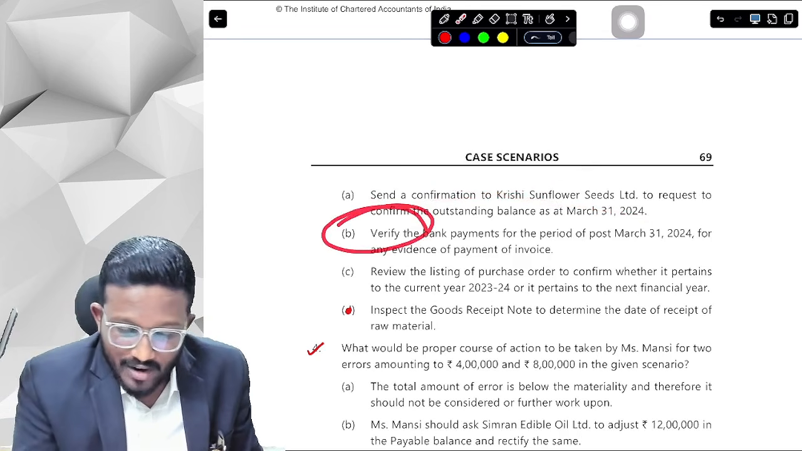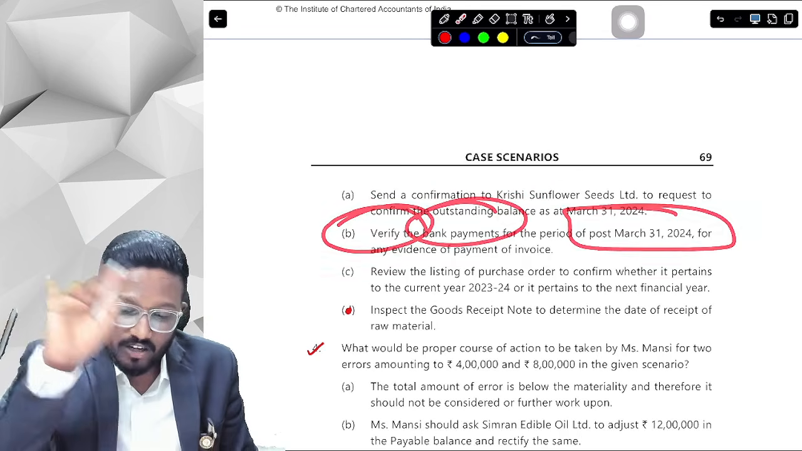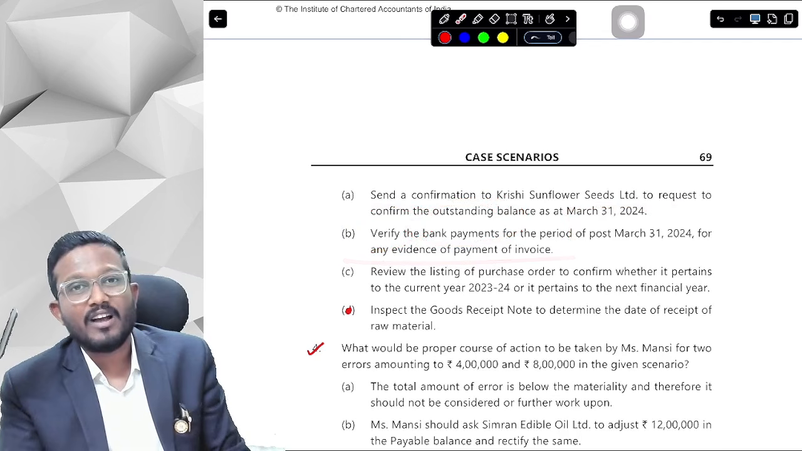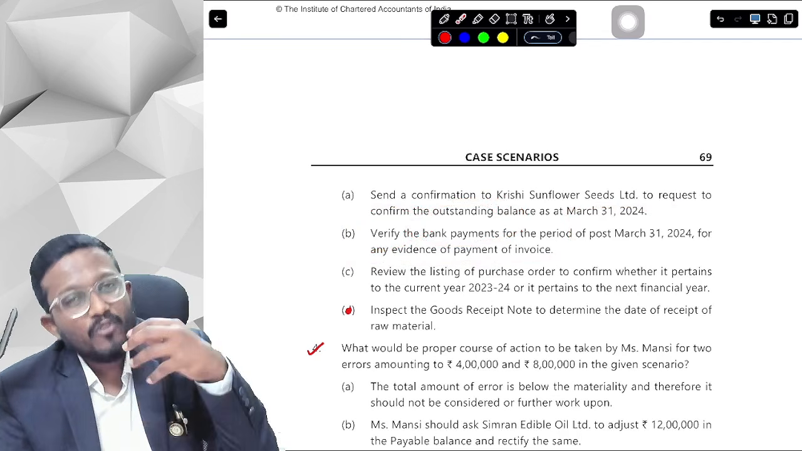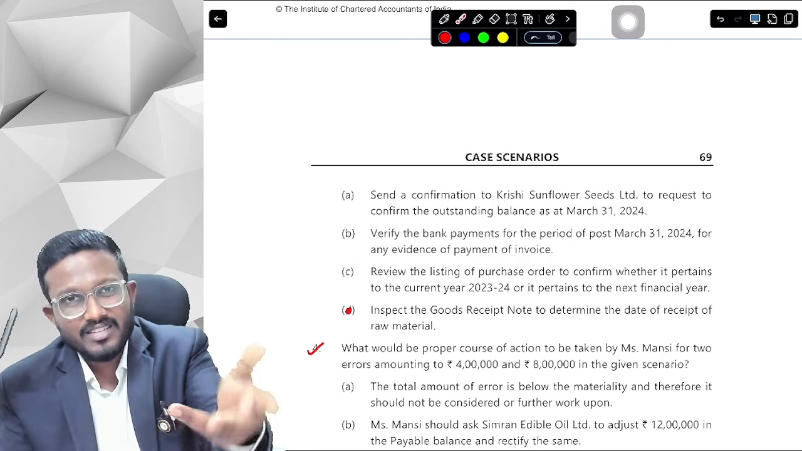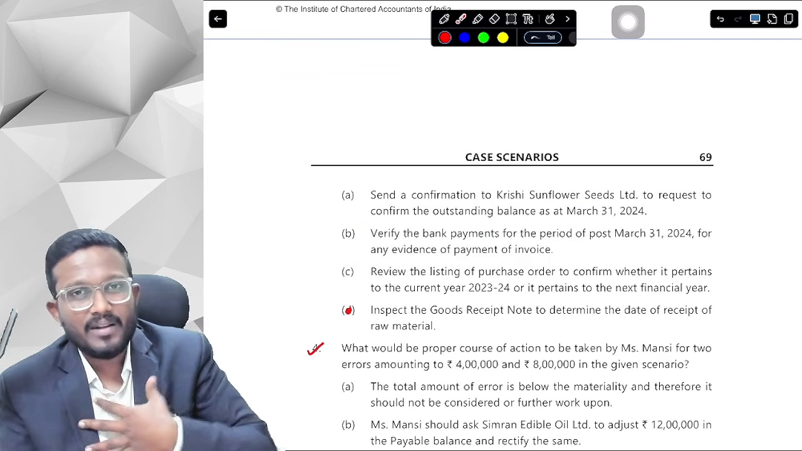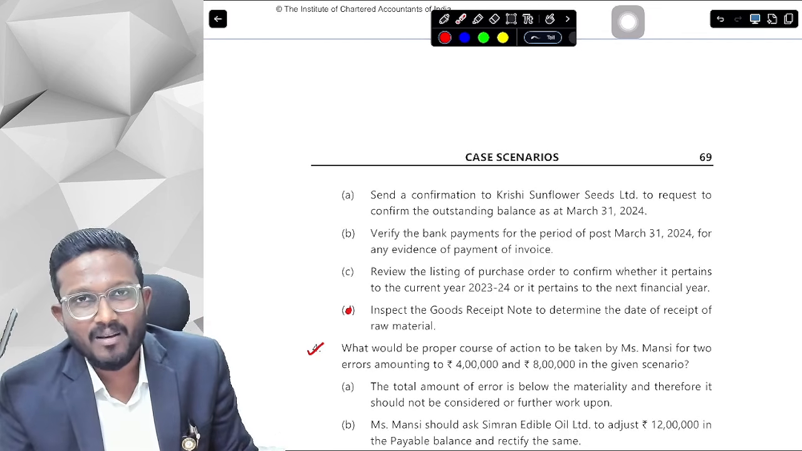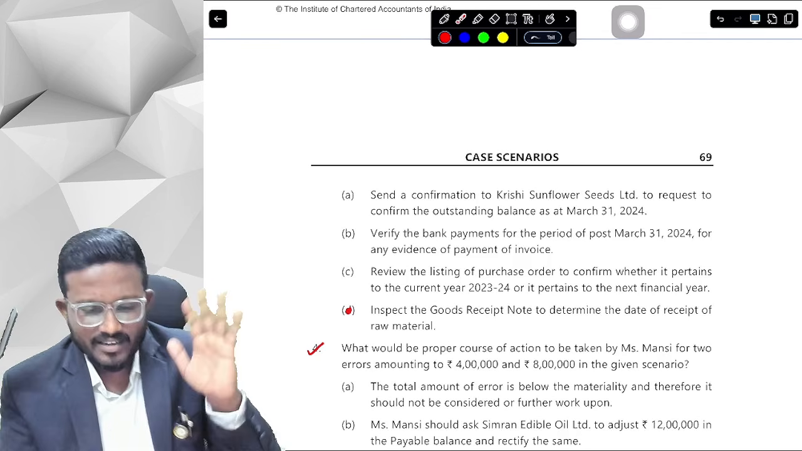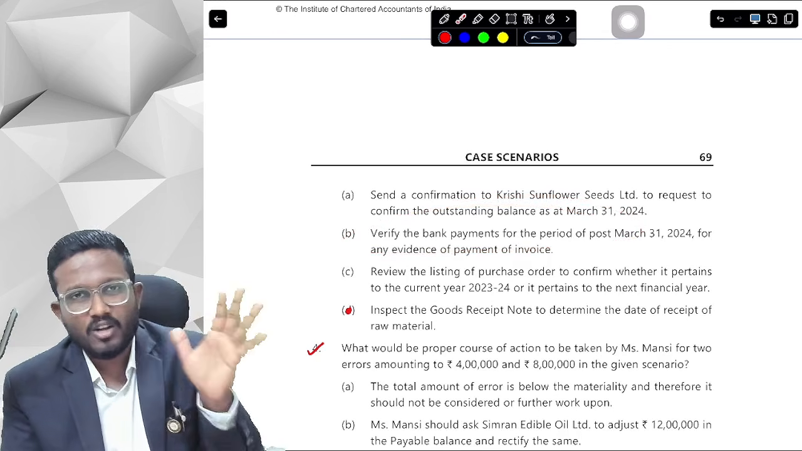Second, we need to verify the bank payments for the period post 31st March 2024 for any evidence of payment of the invoice. Arey bhai, if we have received the invoice on 3rd April, we would have paid the invoice after 3rd April, right? So even if we obtain that evidence, it does not tell us whether the purchase needs to be recorded pre year end or post year end. So that is not the case here. We cannot verify just on the bank payments.